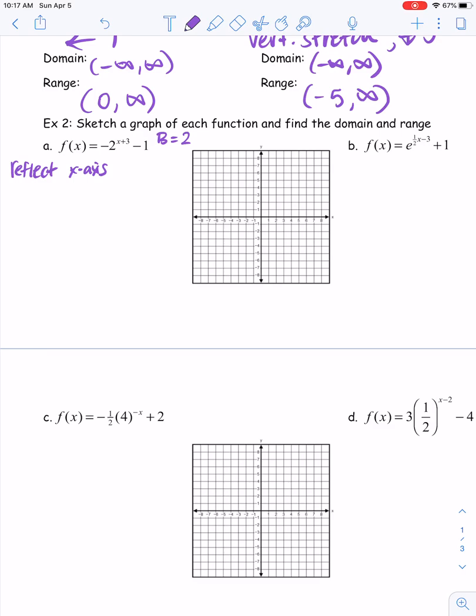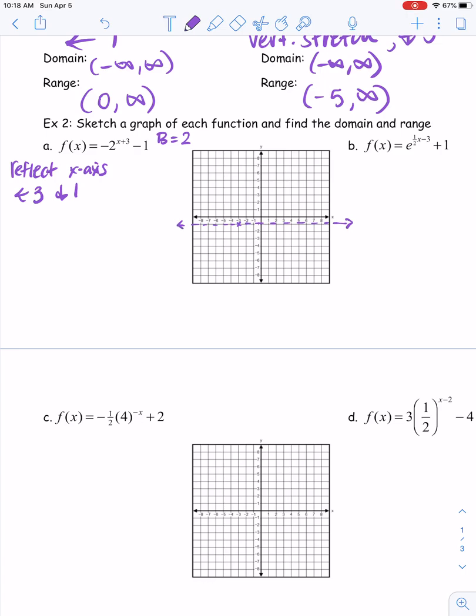X plus 3 as the exponent means that I've shifted left 3. And then that -1 behind means I went down 1. So what I can do right now is take care of that shift left 3 and down 1 by moving the origin of this graph. So left 3, down 1, I'm going to place an X there because I know that's not a point on my graph, but everything has now been shifted left 3, down 1. So I also know that my horizontal asymptote is at y equals -1.